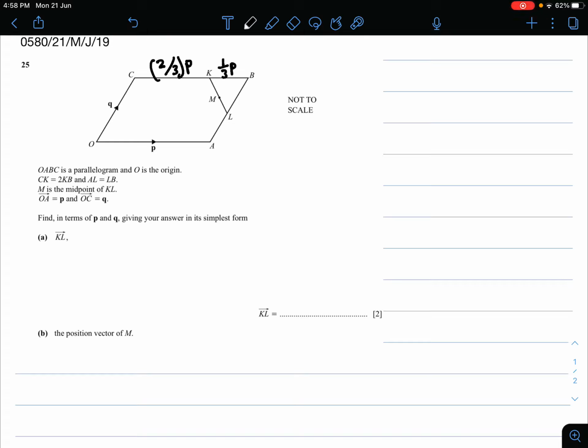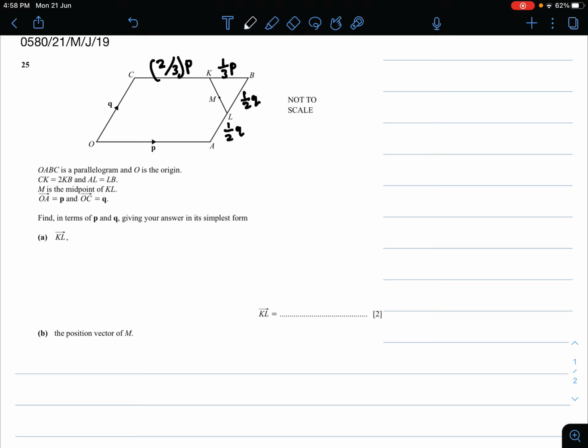Now let's see the rest of the information. M is the midpoint of KL. AL is equal to LB. So we know that L would be the midpoint, therefore AL would be half Q and LB would also be half Q. Now OA is equal to P, OC is equal to Q. Now let's move on to solve the first part of the question, part A.